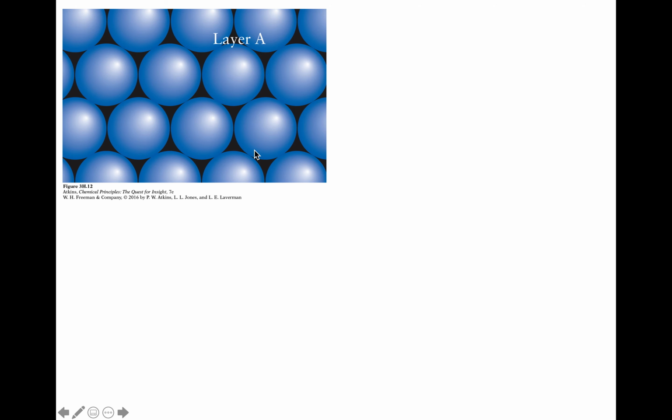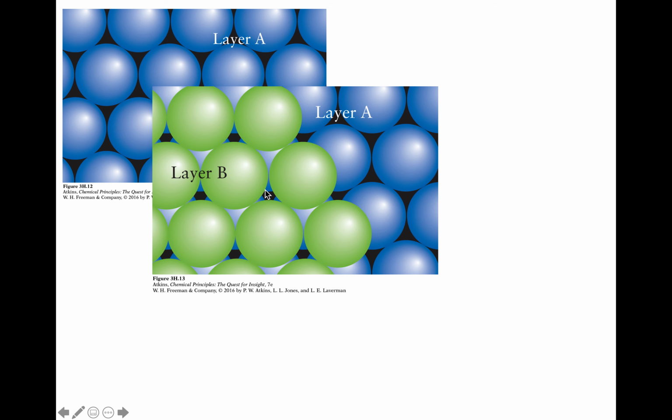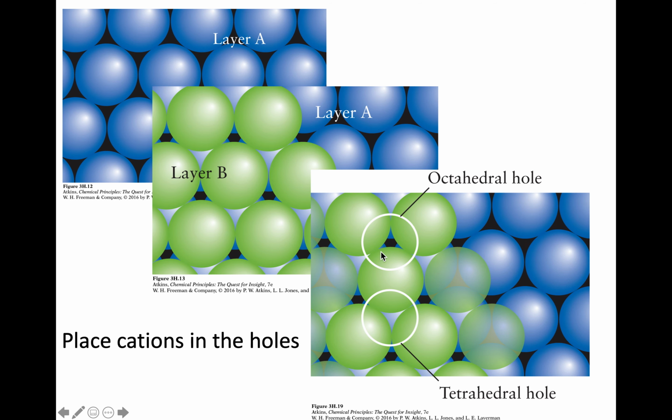We took a layer where they're all the same size spheres. We put another layer on top of it. But notice we still have these spots in between. The spots in between are holes that have different coordination numbers. Some are octahedral, some are tetrahedral. Because the cations are smaller, let's place those within the holes. So we'll first be adopting a structure based on the anion, similar to what we saw with our metals. And then we will be adding the cations in the smaller holes.